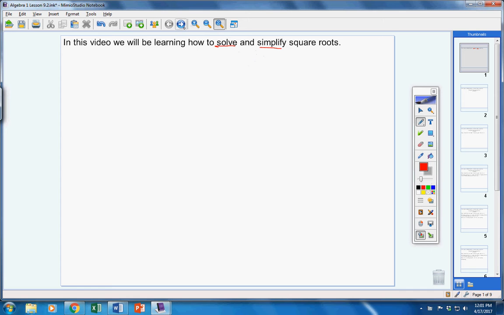So please copy this heading down in your notes. Be sure and include today's date, and like always, if I go too fast, all that you have to do is pause the video and get caught up, okay? So your heading today is solving and simplifying square roots. The lesson number is 9.2, and be sure to include today's date.